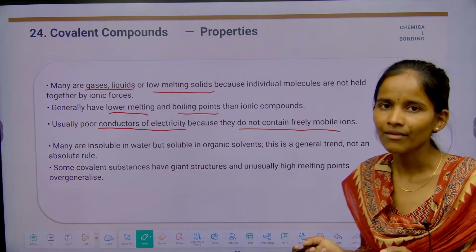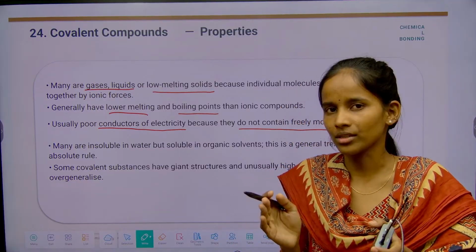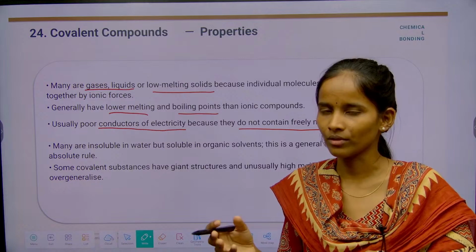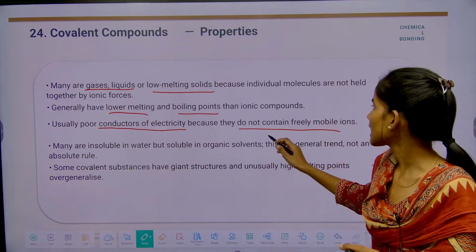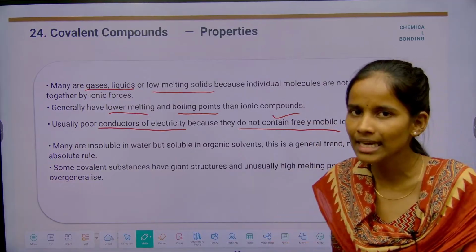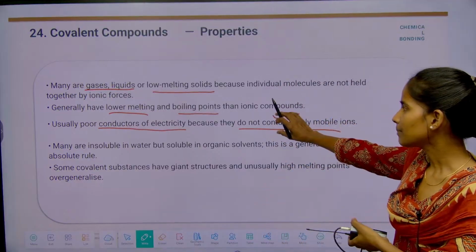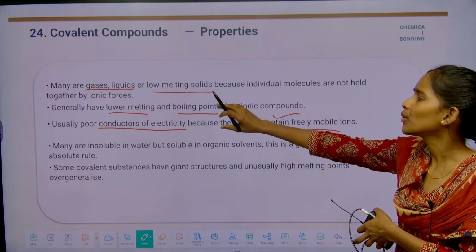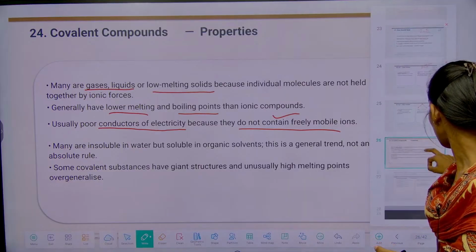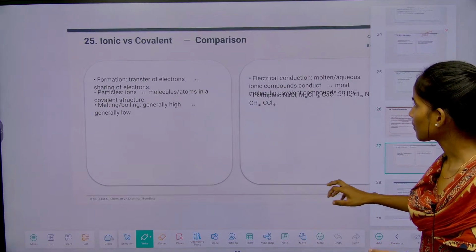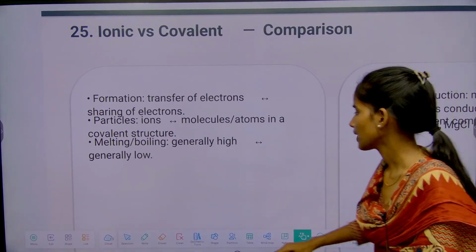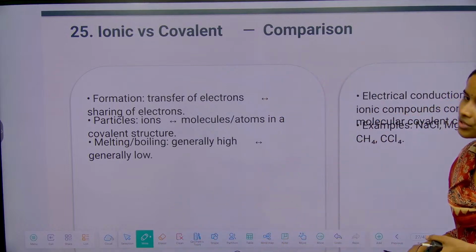If we take ionic compounds, we have ions. If you take NaCl, it will form Na plus and Cl minus in the presence of water, right? Those ions can move freely. But here, what is happening? They do not contain freely moving ions. If freely moving ions are not there, will they conduct electricity? No, right? So that's why covalent compounds are generally poor conductors of electricity. And we will see the differences between ionic and covalent compounds. We will compare them once you see the slide.